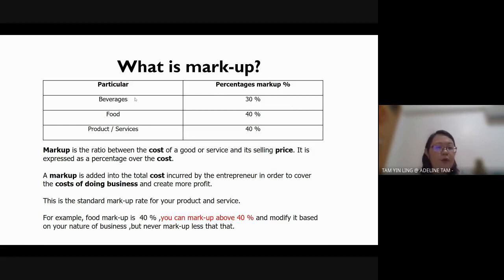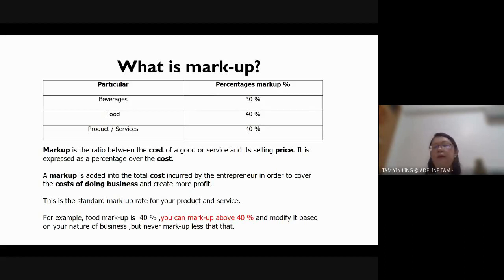Let's say the cost of my beverage is 1 ringgit. So I mark up by 30%. This is an example. It's up to you to decide how much your markup is. Let's say this company decides 30% for my drinks. So the cost of my drink is 1 ringgit, I mark up by 30%, so I will sell it for 1 ringgit 30 cents. It means that out of this 30 cents, I still have to pay other costs, such as my labor costs, my promotion costs, and maybe also my cost of rental. When I rent a store to sell in the store, these are the costs that I have to pay.